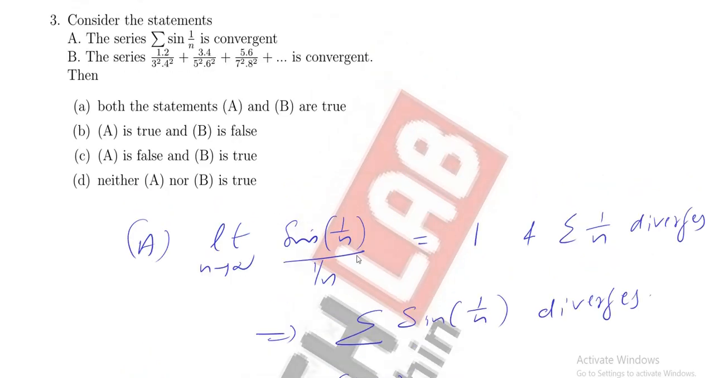You divide that series by 1 by n, so sine 1 by n divided by 1 by n, and you take the limit, and you will get a finite limit here. So actually this is a limit comparison test, and here we take bn as 1 by n and an as sine 1 by n. When we divide and take the limit, we get a finite quantity. The idea is that both series will have the same characteristic. We know that sigma 1 by n diverges, so definitely sigma sine 1 by n also diverges. So the statement that sigma sine 1 by n is convergent is wrong, so A is false.